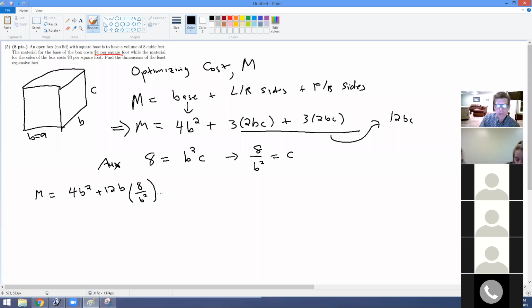Now what? Derivative. Should I do the derivative now, or should I do something else? Simplify. Simplify, good. 4b squared plus, what can I do to simplify? Cancel a B. We can cancel B from the top and bottom. Okay, 8 times 12. 96 over B, or 96 B to the negative 1. Time for derivatives. M prime is 8B minus 96B to the negative 2.